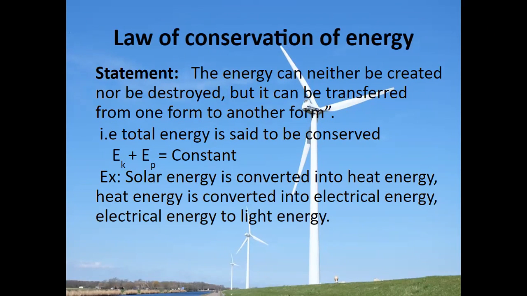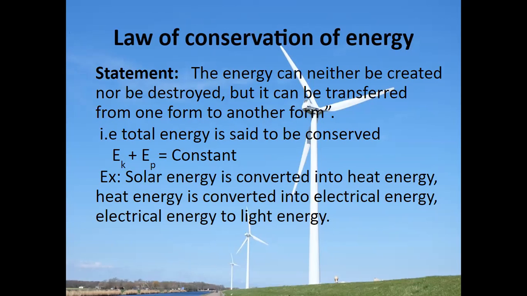That is, the total energy is said to be conserved. Potential energy plus kinetic energy is equal to constant. Means when we are changing the forms of energy, the total energy remains constant. That gives the total energy which is conserved in that process.